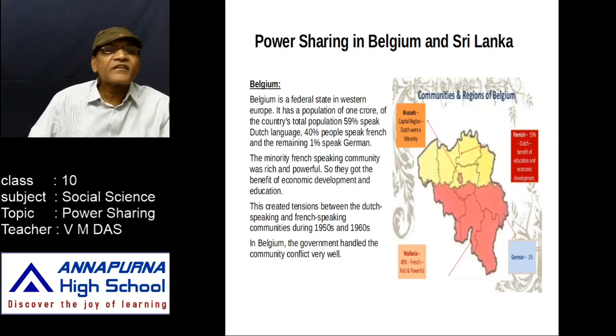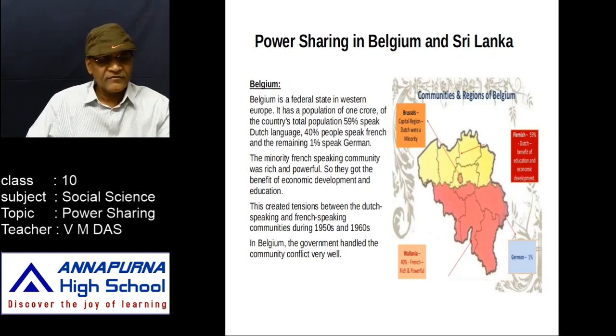Belgium is a federal state in Western Europe. It has a boundary with France, Germany, Luxembourg, and so on. It has a population of 1 crore. Of the country's total population, 59% speak the Dutch language, 40% speak French, and the remaining 1% speak German.